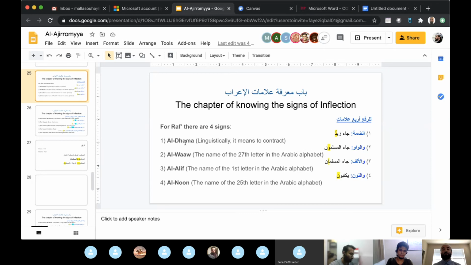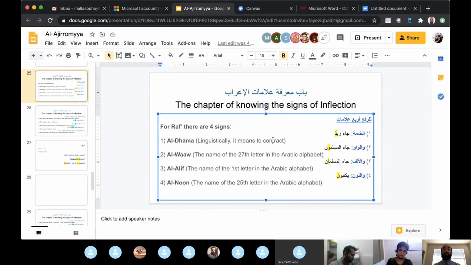Linguistically, the reason, for example, for the dhamma: linguistically, dhamm means to contract. The dhamma means to contract. What do you do to your lips when you pronounce a dhamma? Don't you do this to your lips? You contract the lips, right? So that's one of the interesting things about it, it matches how you pronounce it.